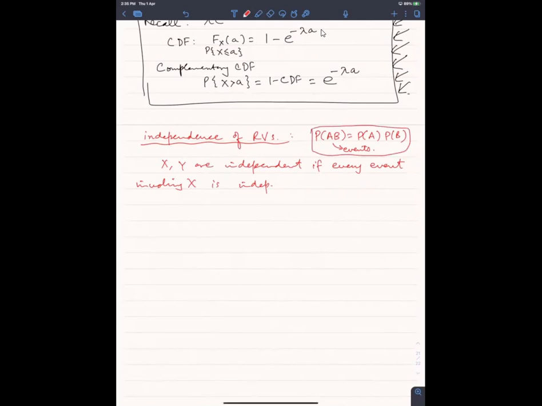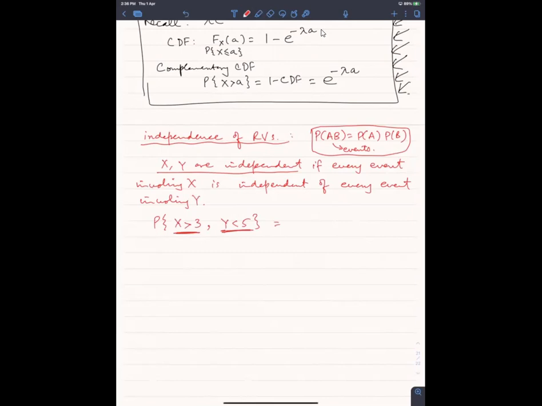But that is for events; here we are talking about random variables. So x and y are independent random variables if every event involving x is independent of every event involving y. And what are an event involving x and an event involving y? The probability that x is greater than 3 and the probability that y is less than 5. The first is an event involving x, the second is an event involving y.